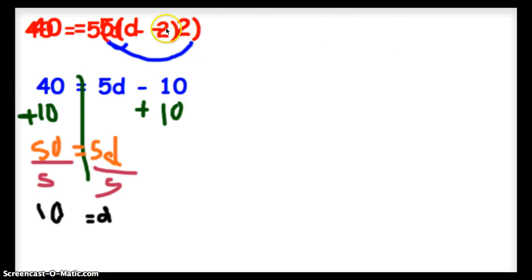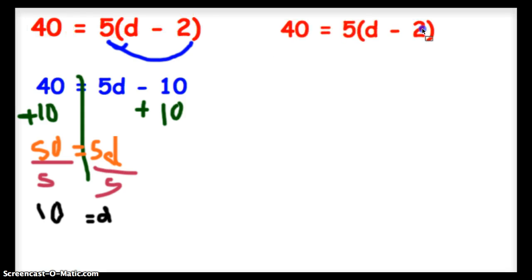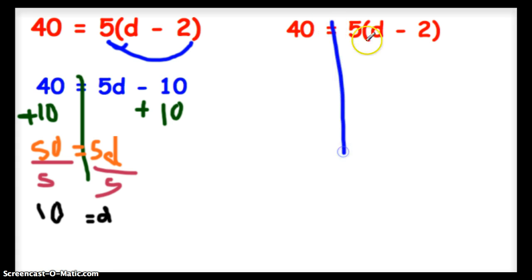Another way we can approach this same problem is, instead of distributing the 5, we can get rid of it. So to get rid of it, let's see, 5 is multiplying with the parentheses. The inverse or the opposite of multiplying by 5 is dividing. So we can divide both sides by 5 first.